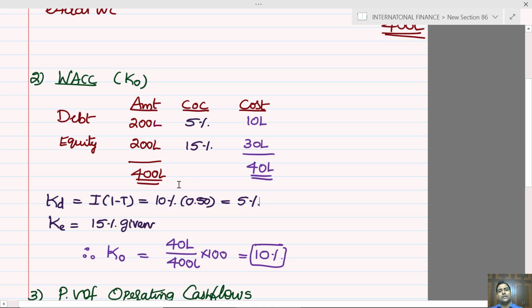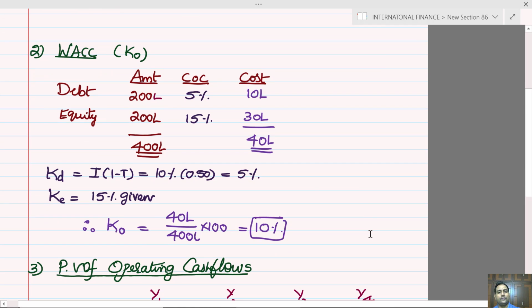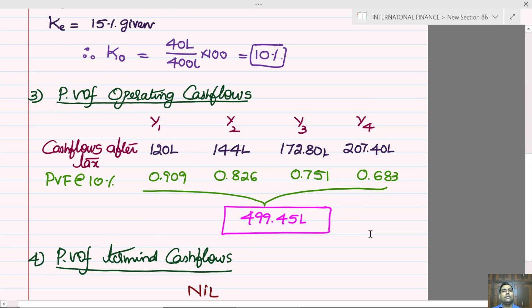So if you take this 40 lakhs and 400 lakhs, your average cost would be 10%. In financial terms, we call it the overall cost of capital. So I need minimum 10% return from this project. So the third step, what we have done, is present value of operating cash flows. First year, second year, third year, fourth year. In the next 4 years, I am going to get these amounts: 120, 144, 172.8 lakhs and 207.4 lakhs.